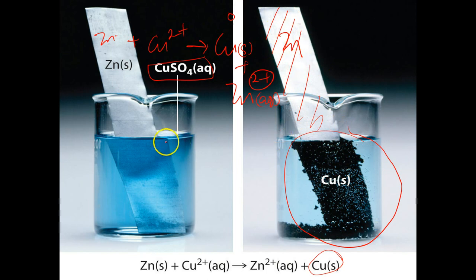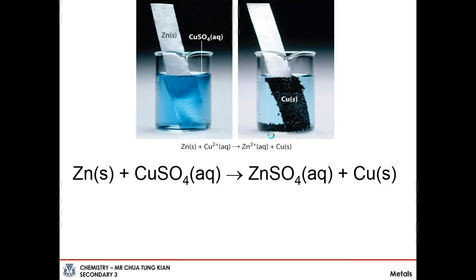And you notice one more observation here. This is actually quite an intense blue color. The blue color comes from Cu2+ ions in water. After some time, when the Cu2+ has been deposited as copper, you notice that the color here is actually less blue because the concentration of Cu2+ ions has decreased. So this equation here sums up the displacement reaction. We say that zinc has displaced copper 2+ from copper sulfate to give you zinc sulfate and copper metal.